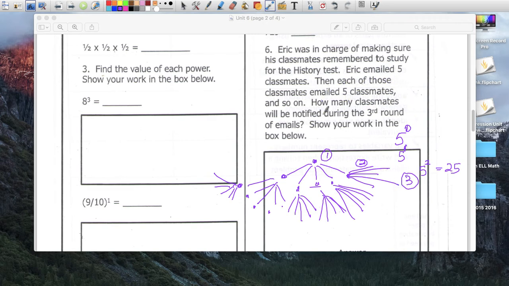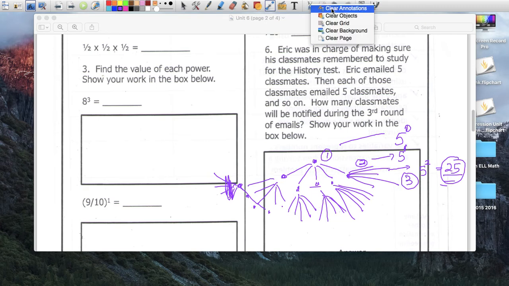Okay, what would be the third round? This would be the first round. Second round would be 5 to the first power. The third round would be 5 to the second power, which is 25 people. Right, so ignore that. That's what my confusion is. So the third round would be this group of people: 1, 2, 3, 4, 5, which is 25. Okay, so in the third round, 25 people got to email. Okay.